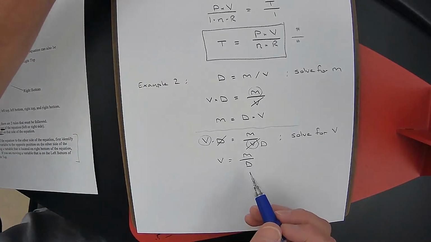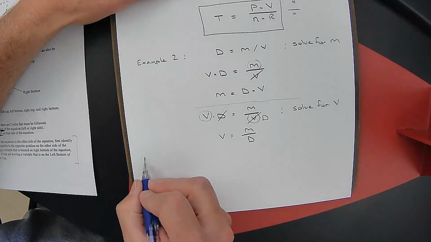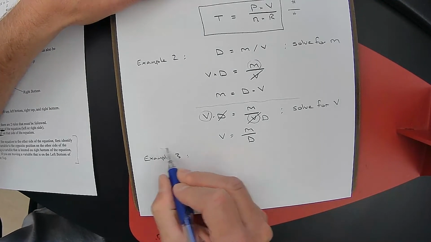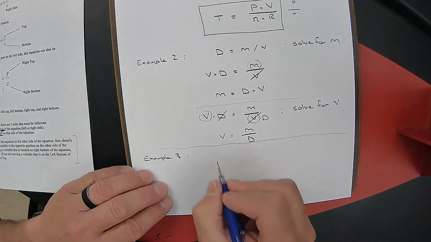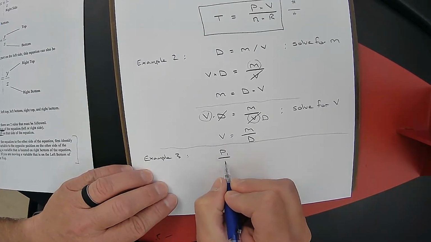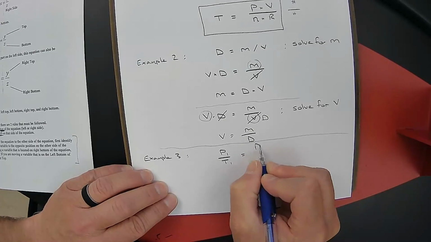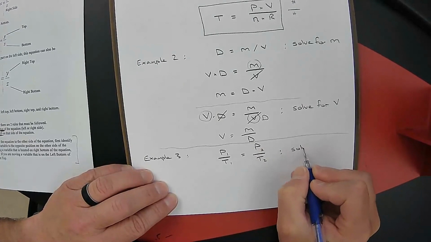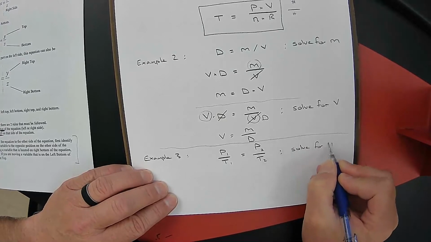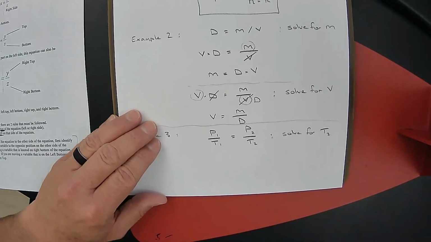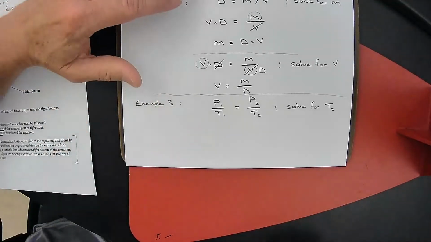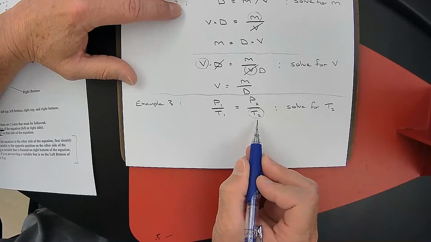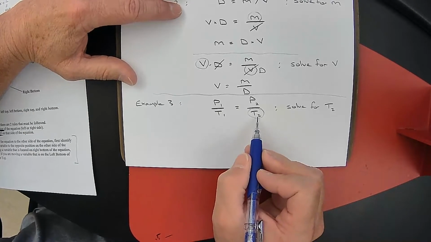My final example involves this equation. P1 over T1 equals P2 over T2. And let's solve for temperature number 2. So the first thing we recognize is that the temperature is on the bottom of the equation. That's not okay. Temperature has to be on the top.